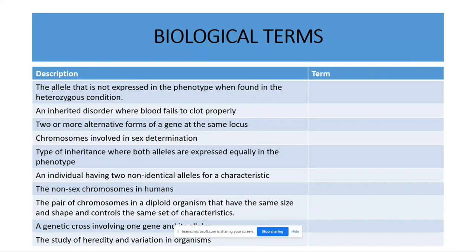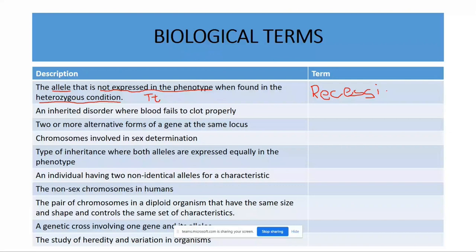So what do we call an allele that is not expressed in the phenotype when found in the heterozygous condition? So I start from the back. What does heterozygous mean? The two alleles are different, right? So if I have two alleles that are different, that's my heterozygous. So the one that is not shown in the phenotype, what do I call that allele? And my correct answer would be recessive. You mark your own work. Those that got recessive correct, kudos to you.